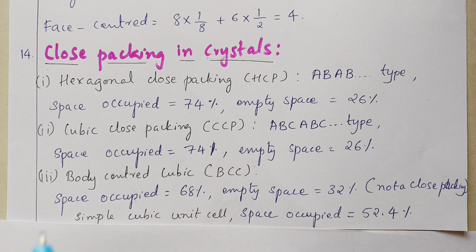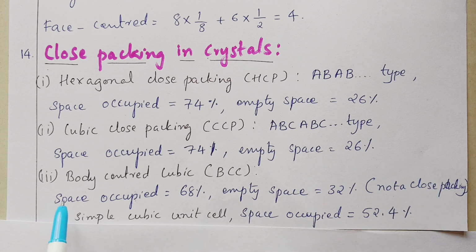So when spherical things are arranged closely, of course they will leave some empty space between them. So here in case of HCP, the empty space created is 26%. The second type of close packing is cubic close packing, which is represented by CCP, ABC type. The space occupied by the particles is 74% and the empty space generated is 26%.